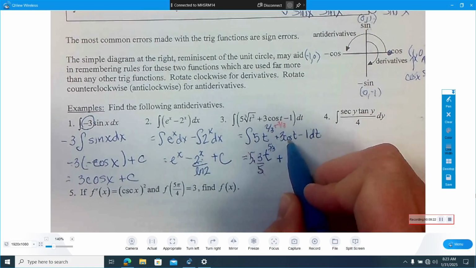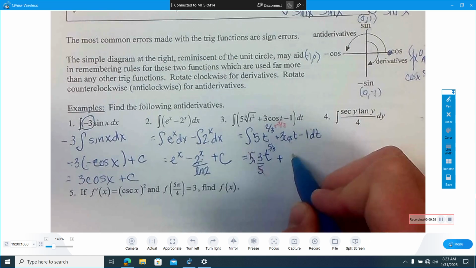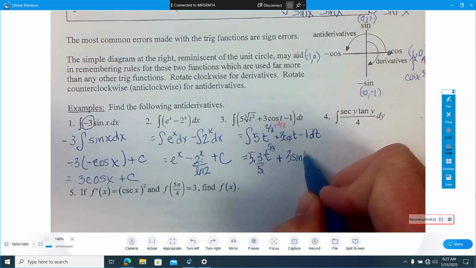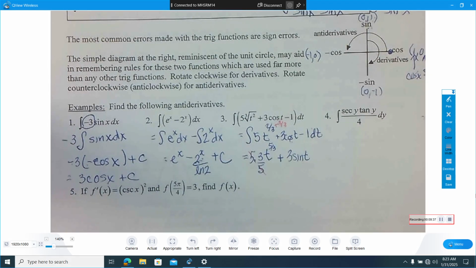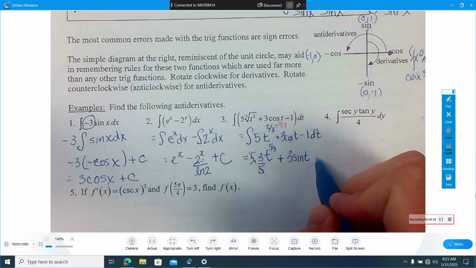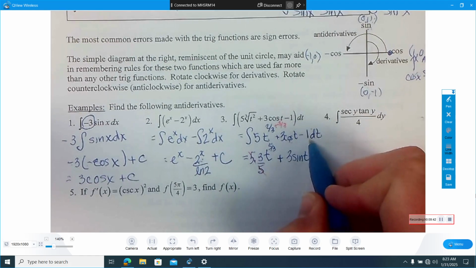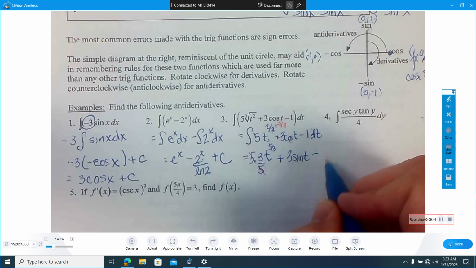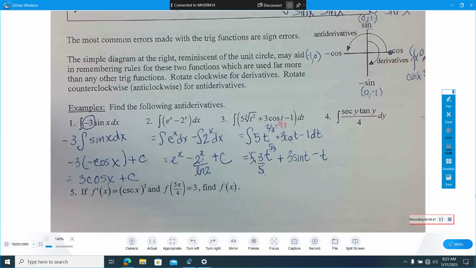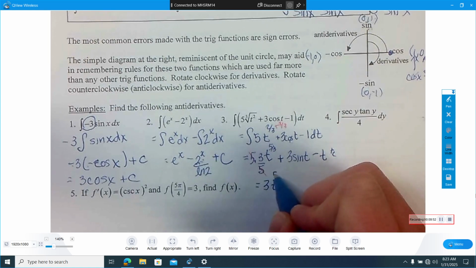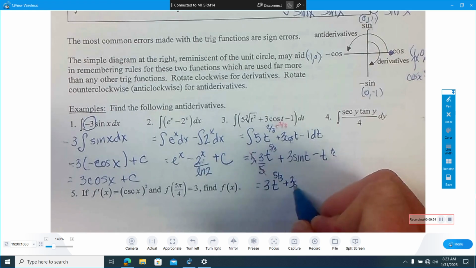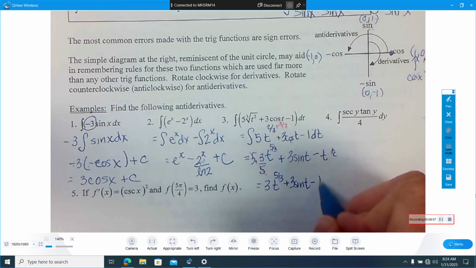All right, what's the antiderivative of cosine? Sine. So we would have 3 sine of t. And again, I'm just going to double check. The derivative of sine is cosine, so I know I did that one right. And then the antiderivative of 1 dt, negative 1t. All right, plus c. So we have 3t to the 5/3 plus 3 sine of t minus t plus c.